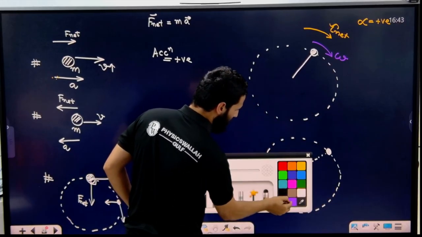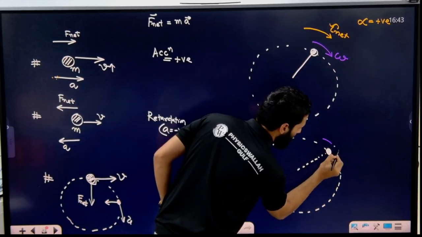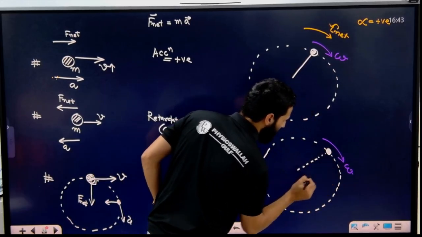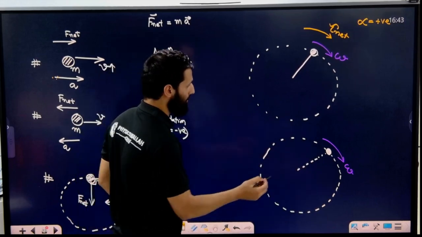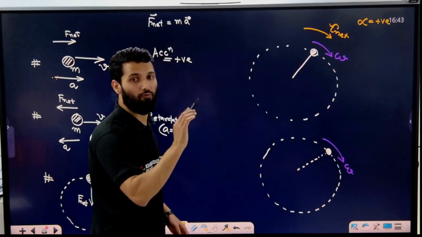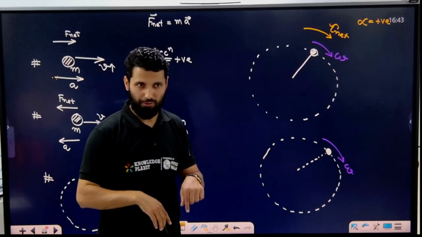Let's say now this fan was moving with some angular velocity omega. I apply a net torque. Which torque? Net torque is basically the sum of all the torques. Today we will do questions on the basis of that.